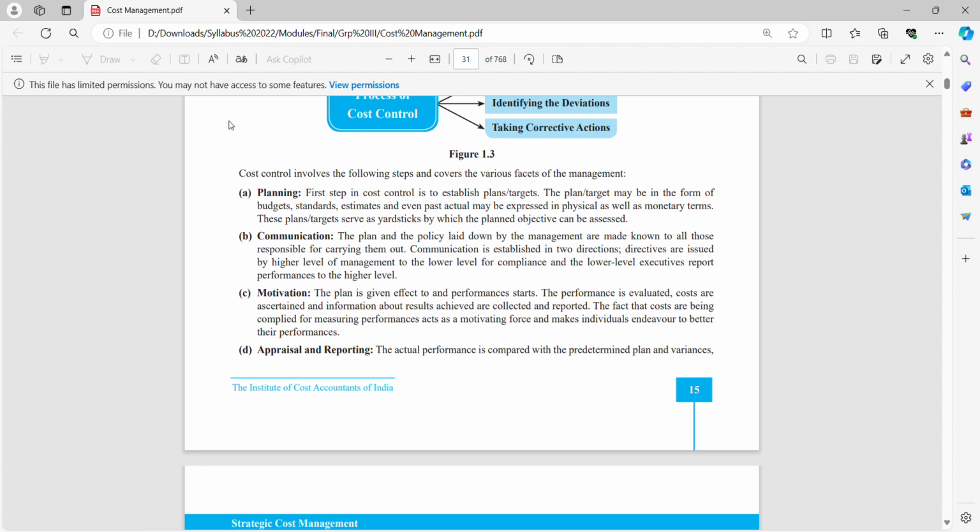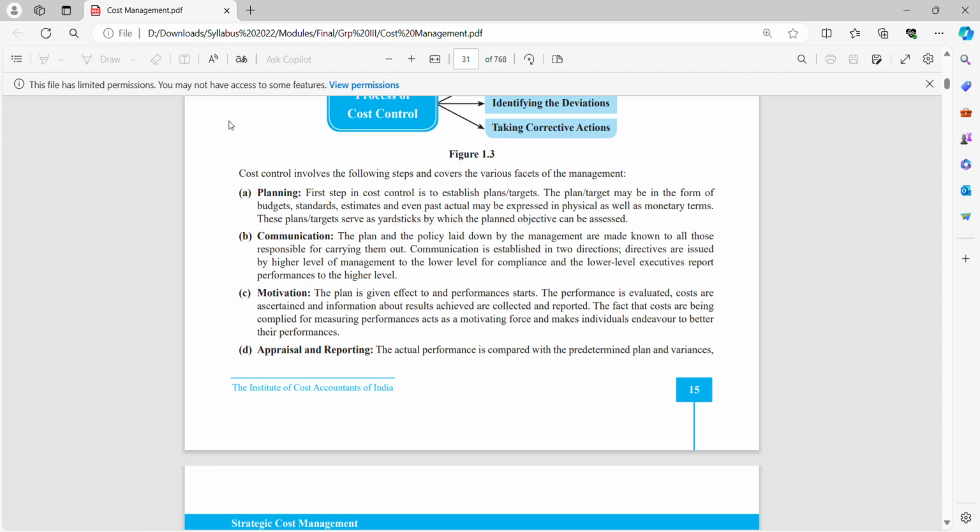Directives are issued by higher level of management and lower level. So plans are set, plans are done by higher level management. So what they need to do is, suppose manager has planned that 1 lakh rupees should be the target cost. So that needs to be communicated to lower level management also. And suppose the expenses have crossed 1 lakh, say 1 lakh 10,000, that needs to be communicated from lower to higher level. So communication should be two-way, from upper to lower, lower to higher.